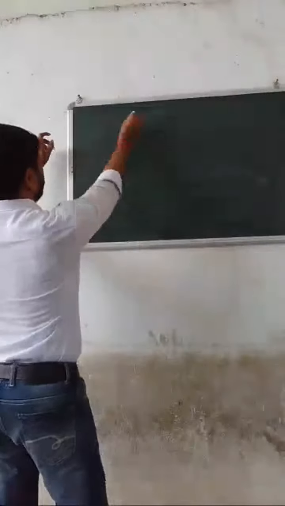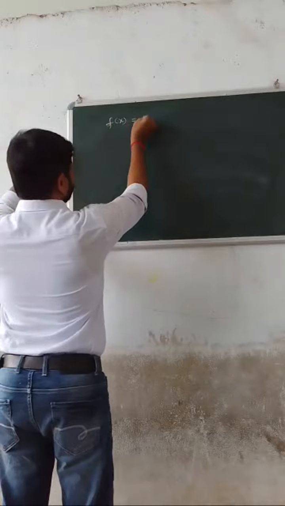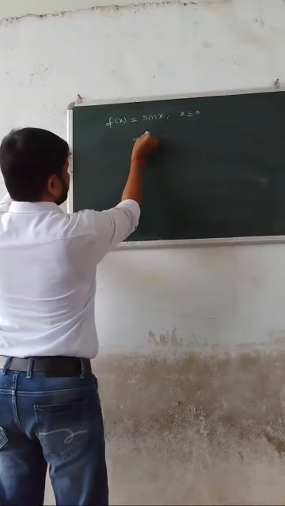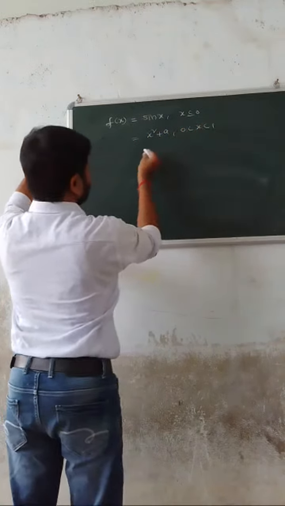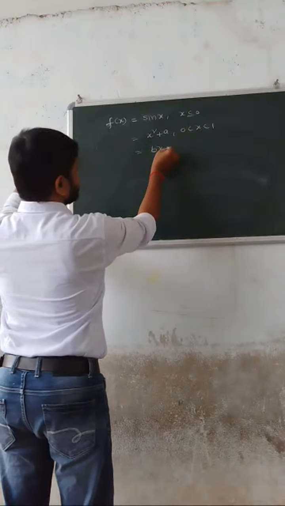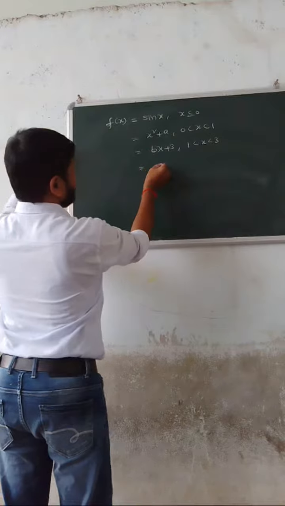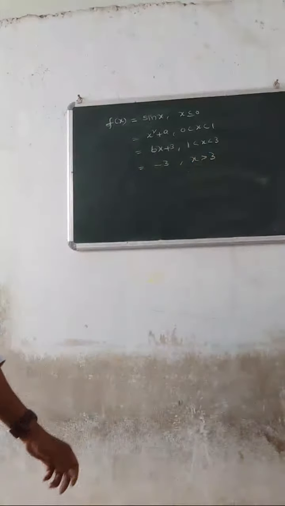So the next question is what? f of x is equal to sin x for x less than or equal to 0, x square plus a for 0 less than x less than 1, bx plus 3 for 1 less than x less than 3, and minus 3 for x greater than 3. That is the question.